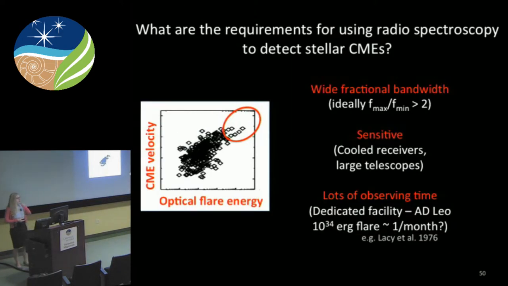So, how do we detect stellar CMEs? We need a wide fractional bandwidth. We need sensitivity to observe at stellar distances: cooled receivers and large telescopes. And we need lots of observing time. If we're looking for the highly energetic events, the once a month events, then we would like to have a dedicated facility.